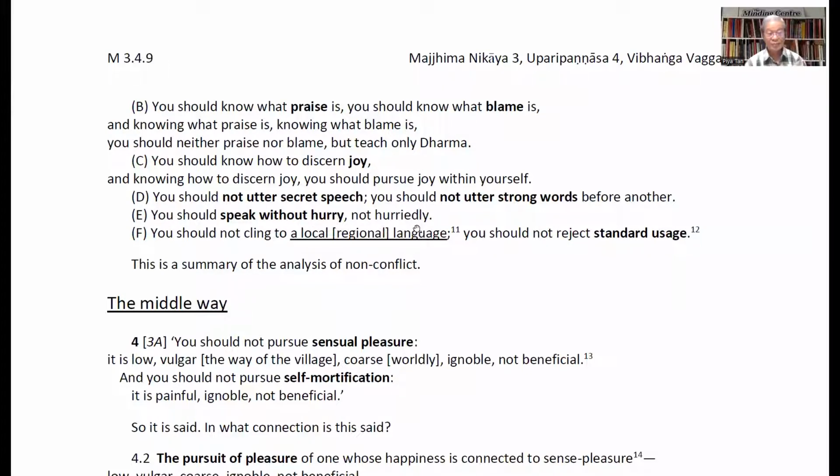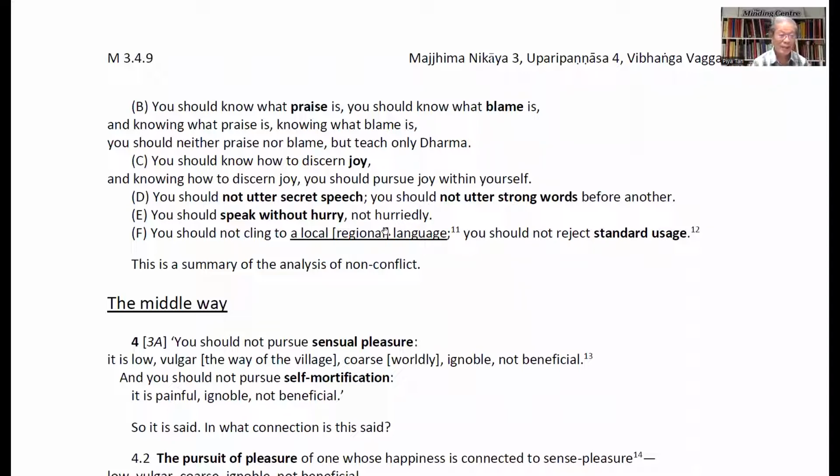Here again, you notice the Buddha is talking to the monks, how to teach Dhamma. Don't talk too fast. Talk without hurry. Of course, we should not talk too slow either. It might make the audience sleepy. I remember when I was younger, I used to speak quite fast. So when I read the sutta, I said, oops, I better slow down a bit.